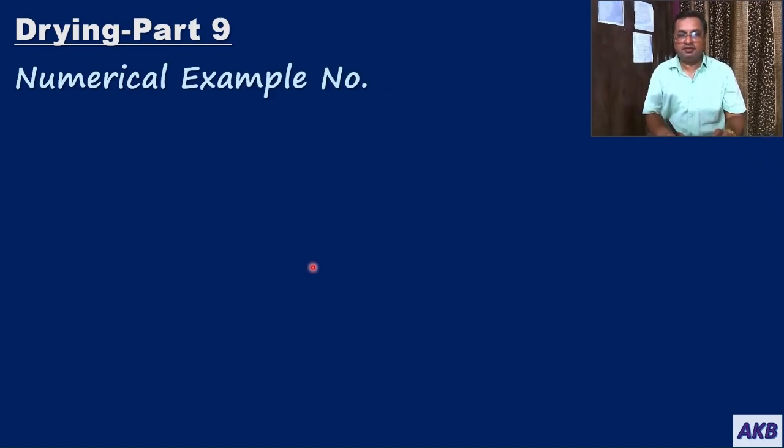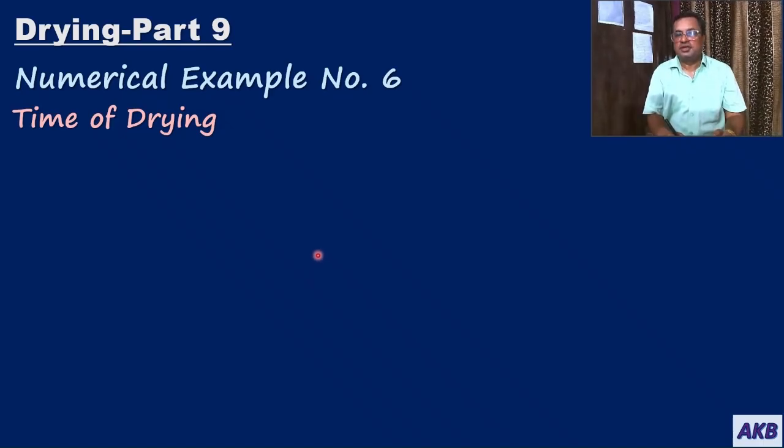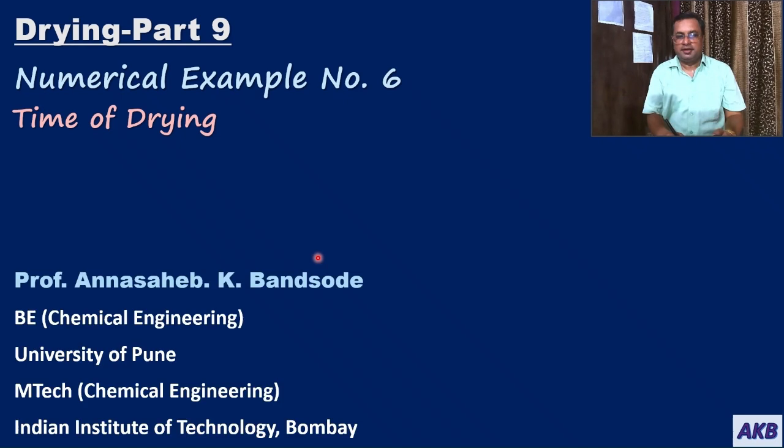And in this, I will be discussing a numerical example on the topic of drying. So that's why I'm calling this numerical example number 6. In this, you learn how to find out the time of drying when drying occurs both in the constant rate period as well as in the falling rate period. So let us begin the discussion.